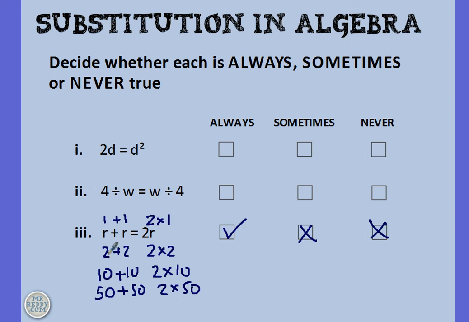Now that's obviously the case. r plus r is the same as doubling something. If you have a number and you double it, it's the same as adding it to itself. So I kind of always knew that was always going to be true, but that's how you might go about testing it, just putting in different numbers, substituting r for different values.